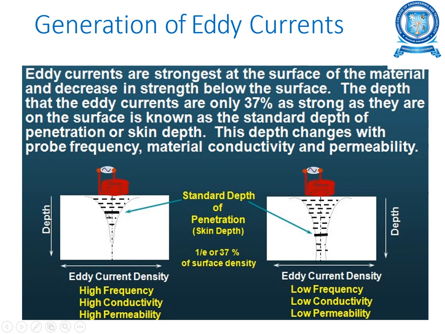So you have the standard depth here, at 37% as strong as on the surface, known as the standard depth of penetration or the skin depth. This depth changes with the frequency of the probe, and the material's conductivity and permeability. Here you have high frequency, high conductivity and high permeability, and you can see from the figure the standard depth of penetration. And here you have the standard depth of penetration at some lower level, and hence the eddy current density has a low frequency, low conductivity and low permeability.